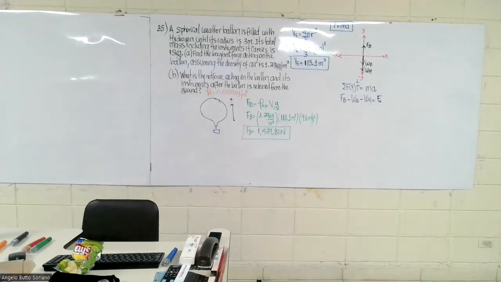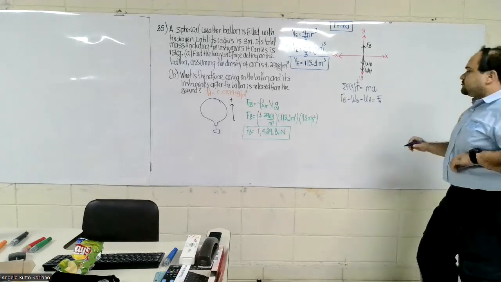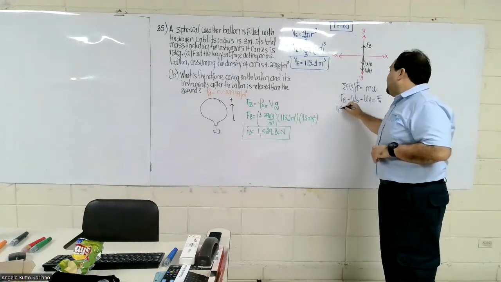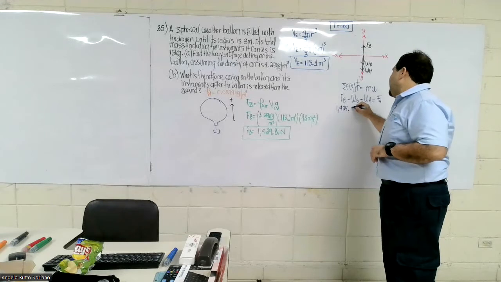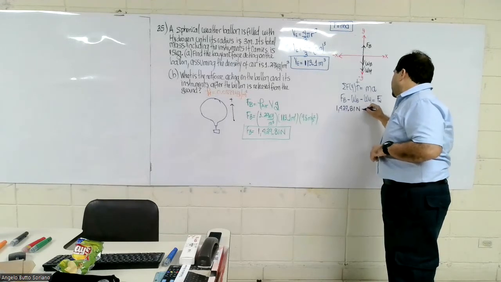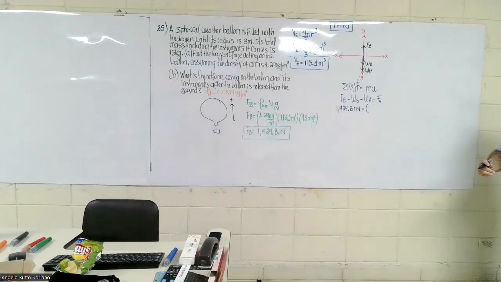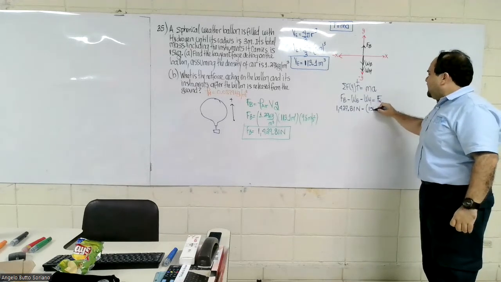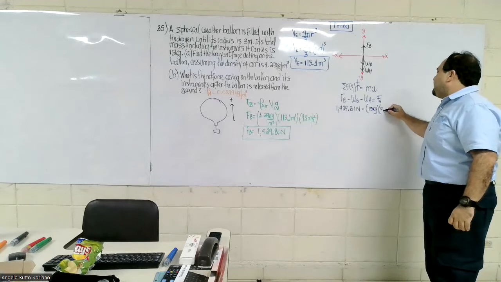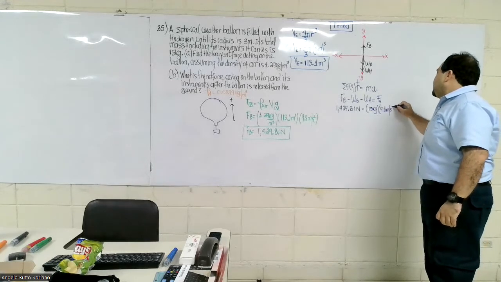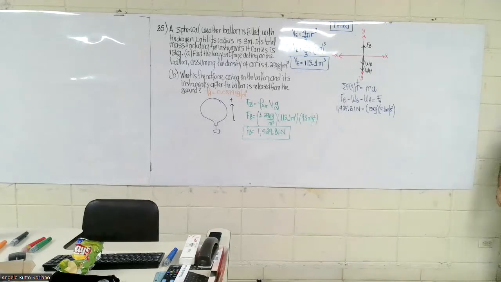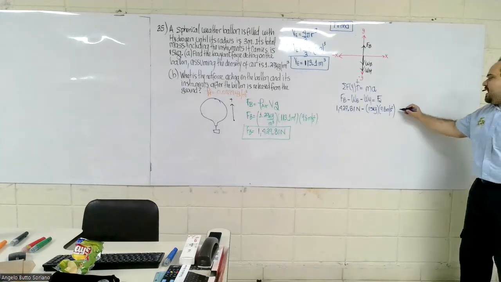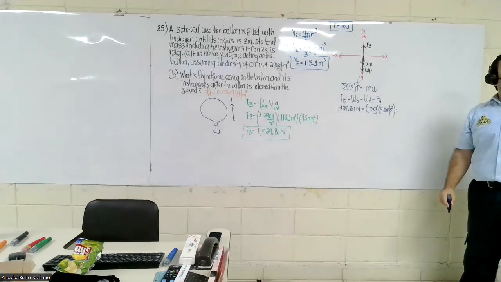Okay, what is the value of the buoyancy force? 1,429.81 newtons, minus what is the mass of the balloon and the tools? That will be 15 kilograms, right? 15 kilograms multiplied by the gravity, which is 9.8 meters per second squared. Okay, minus the weight of the hydrogen.